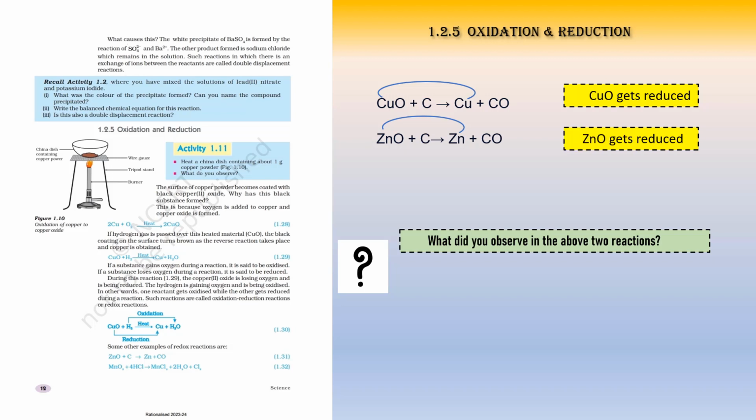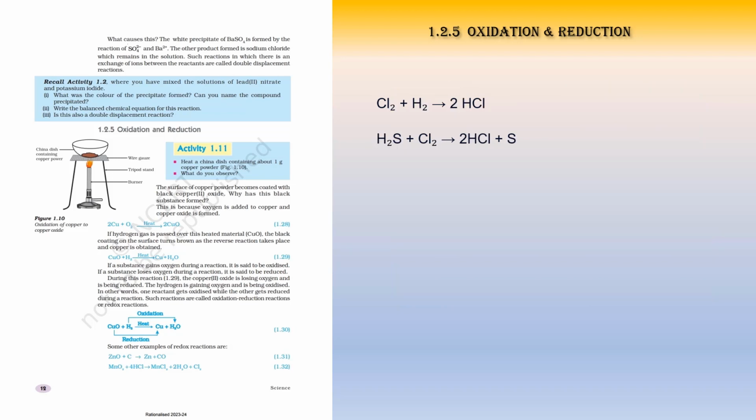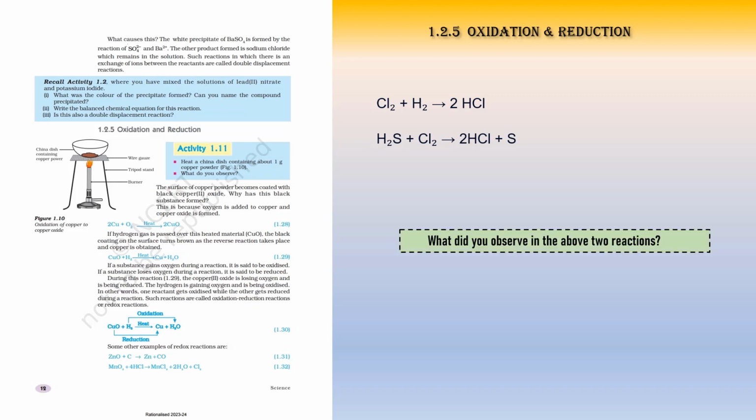Therefore, we may also say copper oxide gets reduced, zinc oxide gets reduced. So, whenever there is removal of oxygen molecule or atoms from a compound, we can say that the substance is getting reduced. Let's look at these two examples. Chlorine plus hydrogen forms hydrogen chloride. Hydrogen sulfide plus chlorine forms hydrogen chloride and sulfur.